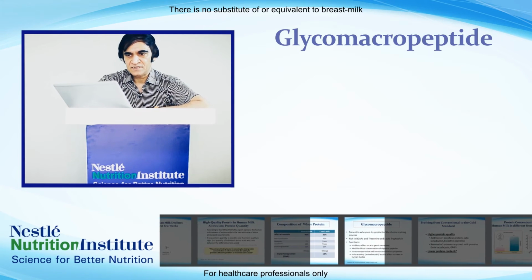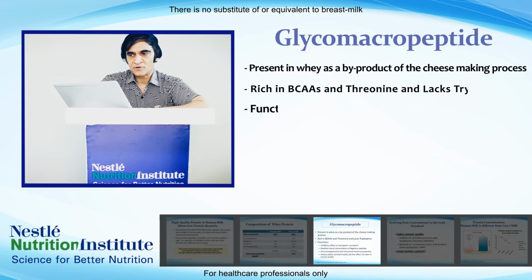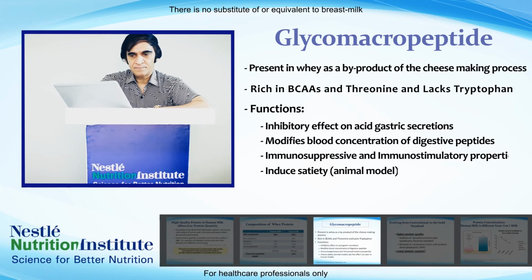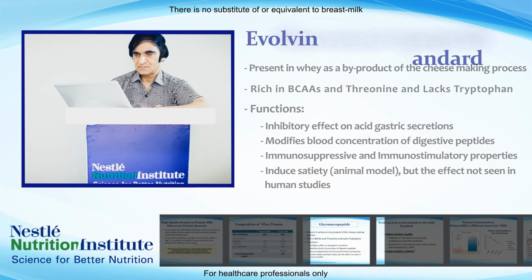So what is GMP? Glycomacropeptide, present in whey as a byproduct of the cheese making process. The function of the GMP: inhibitory effect on acid gastric secretions, modified blood concentration of digestive peptides, immunosuppressive and immunostimulatory properties, induced satiety, not proved in human model but in animal model, but the effect not seen in human studies.